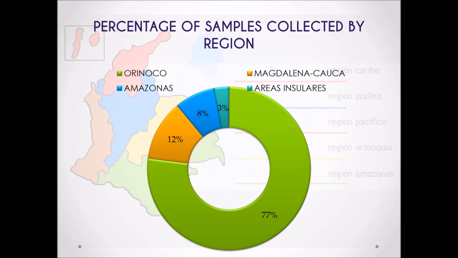We can also see the percentage of samples collected by region. In first place, we have the Orinoco region with 77%. In second place, we found the Magdalena Cauca region with 12%. In third, we have the Amazonas with 8%. And in last, the Áreas Insulares and the Pacifico region with 3%.